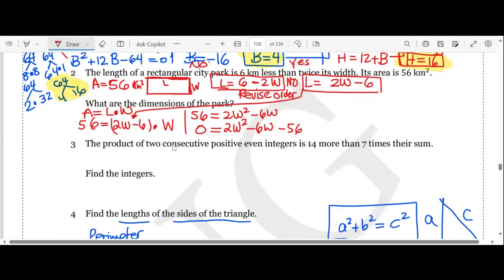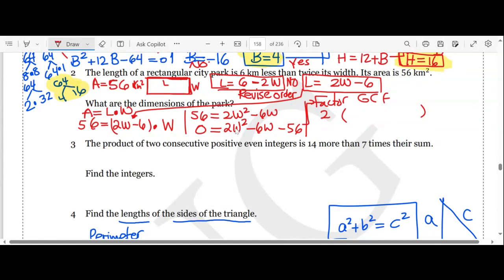Equal what? 0. Can I factor this? So what are you going to get? Before I factor it, can I get the greatest common factor? What's the greatest common factor? Anyone? Is it 2? Yes.